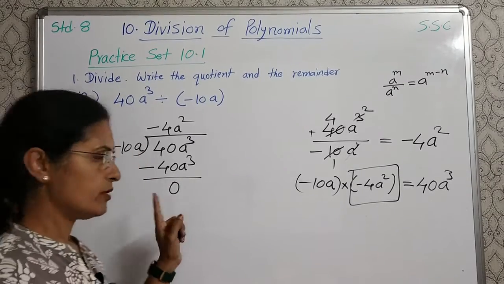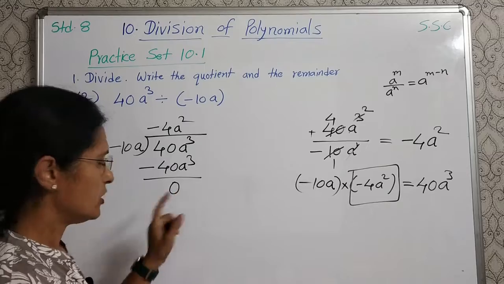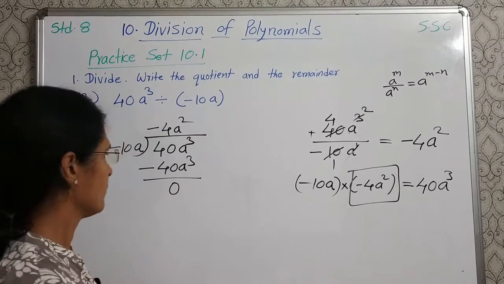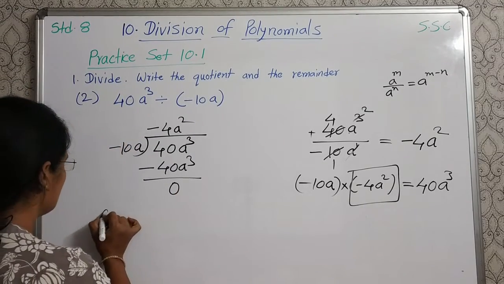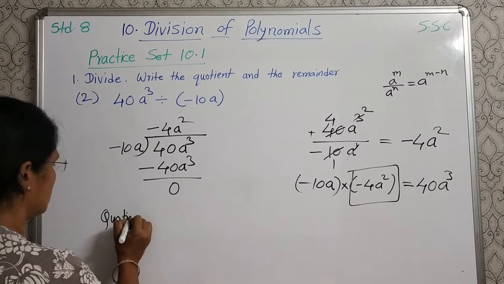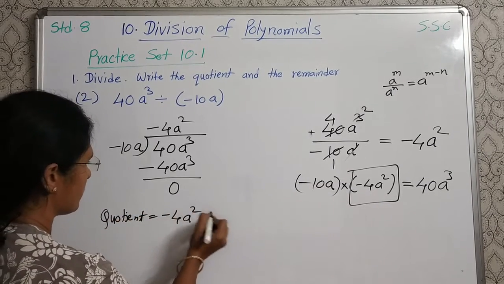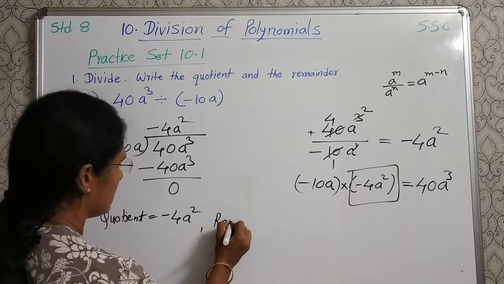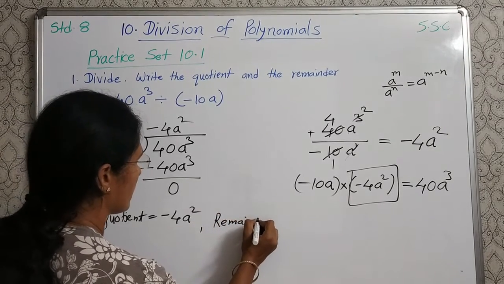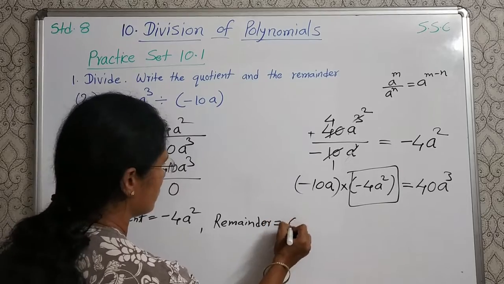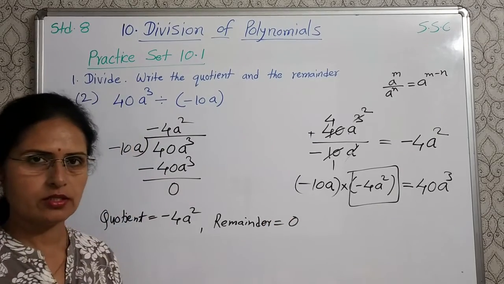Now once you get the remainder 0, it means the division ends here. Now write the quotient. Quotient is equal to minus 4a square and remainder is equal to 0. Remainder is 0.